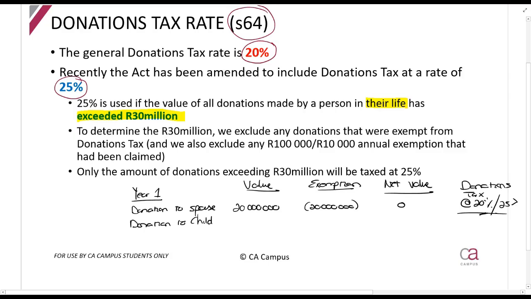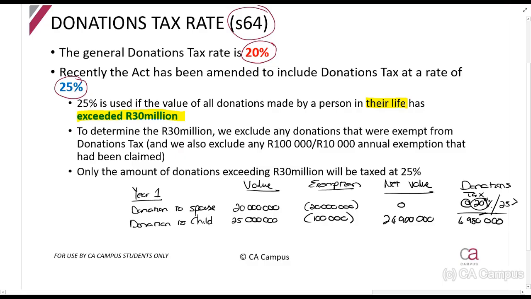Then let's say they made a donation to their child of 25 million rands. Now, you will get a 100,000 rands annual exemption. The net donation is then the 25 million minus the 100,000, so that's 24,900,000. The donations tax is calculated at this point at 20% of that amount. Why? Because the total has not yet reached 30 million.